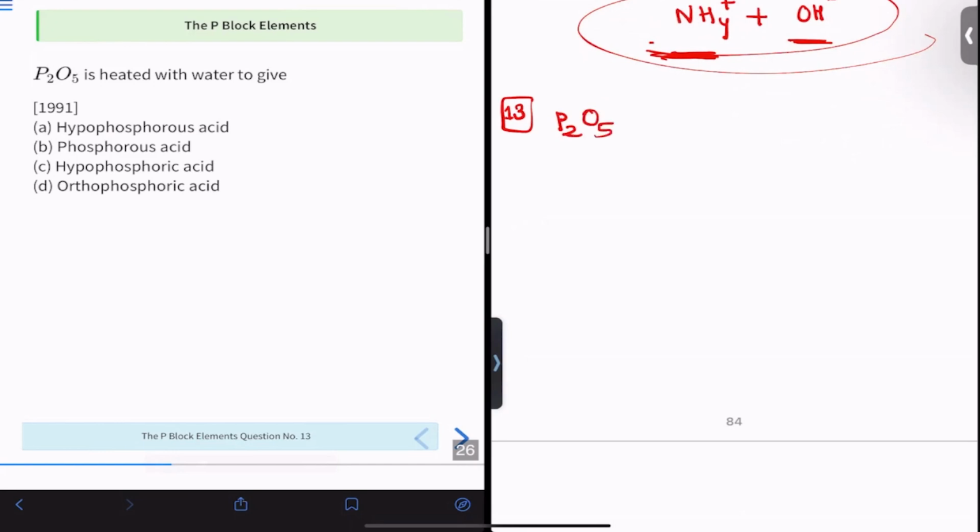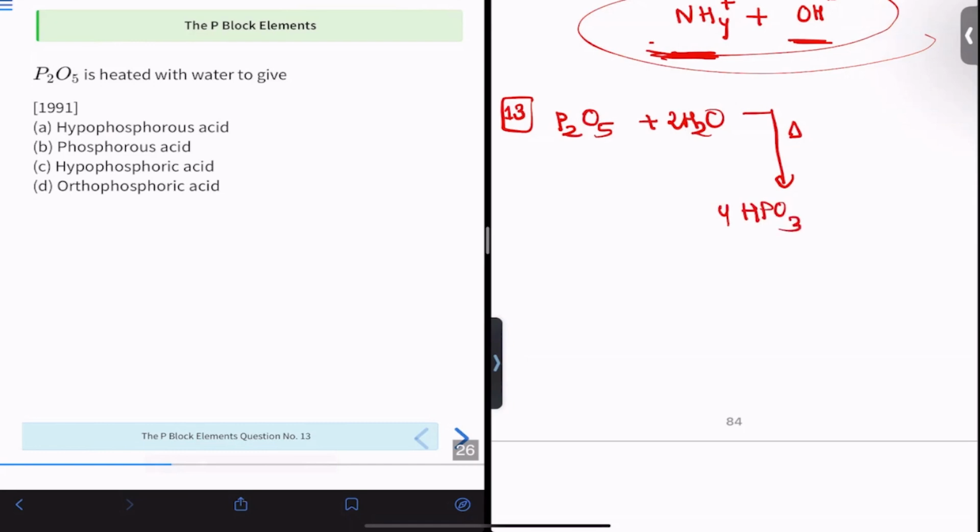P2O5 reacts with water and it is being heated. What will be the compound which is formed here? When it is heated with water, P2O5, I told you it is a strong dehydrating agent. It has a high affinity towards water. So it will react with water and first form HPO3.